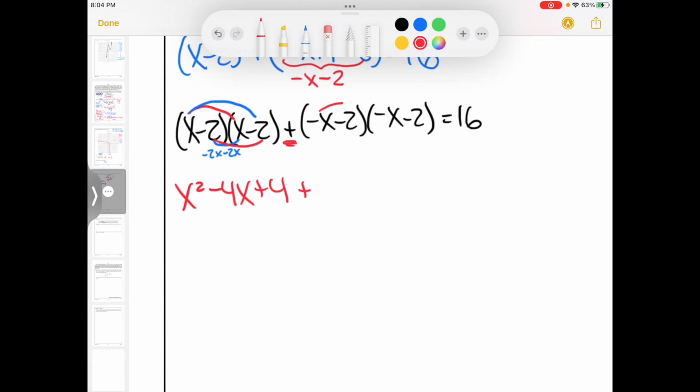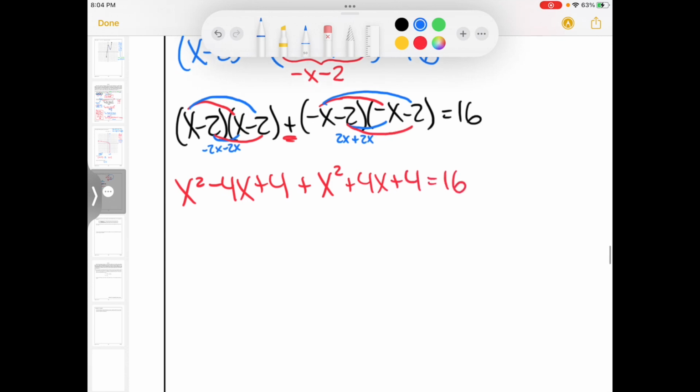Next, bring down that plus sign. So I'm going to bring down the plus. Then when I multiply this out, negative x times negative x is an x squared. Then, here I go with the shortcut again. A negative x times a negative 2 is a positive 2x. And then here, same thing, negative 2 times negative x is a positive 2x. When I add those, I get a plus 4x. And then negative 2 times negative 2 is a plus 4. And that equals 16.